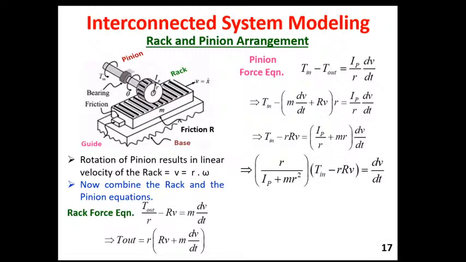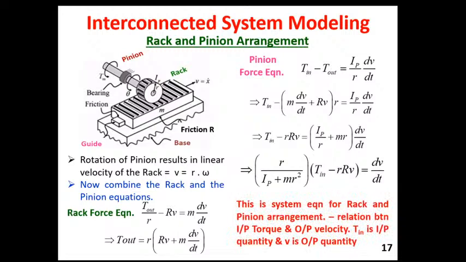Next, we are separating dV dt, and further, this is the system equation for the rack and pinion arrangement. But I think this is not the system equation, but anyway, as given in the source, this is the equation of the rack and pinion arrangement, the relationship between input torque and output velocity. So this is actually the relationship between T in and V, where T in is the input torque to the pinion and V is nothing but the output linear velocity from the rack. So here dV dt and RRV are the output part and T in is the input part.